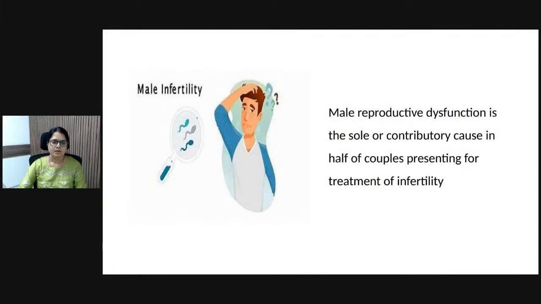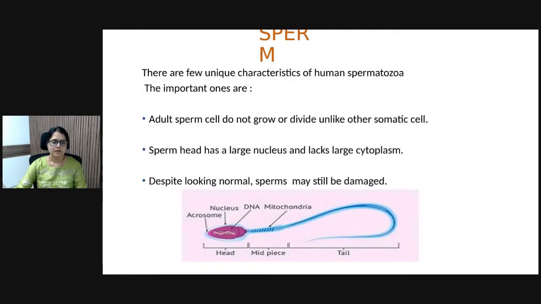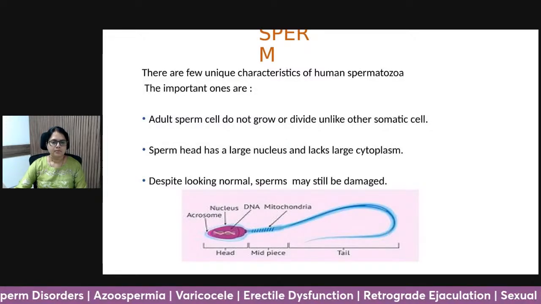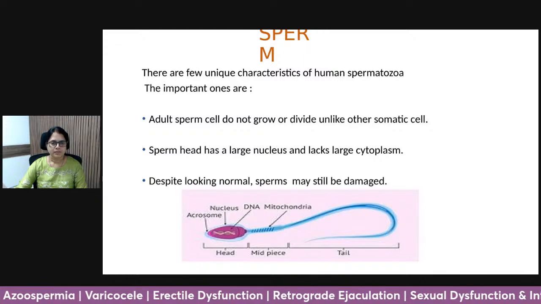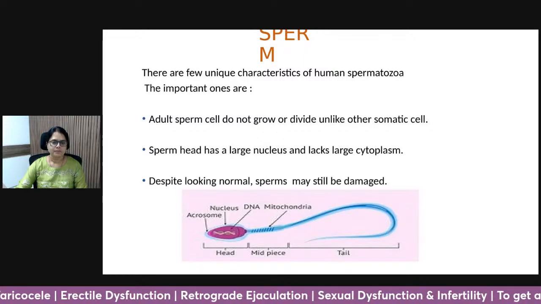Today, I will be dealing with sperm DNA fragmentation and male infertility. So, male reproductive dysfunction is the sole or contributory cause in half of the couples presenting for treatment of infertility. Coming back to the sperm, there are few unique characteristics of human spermatozoa.